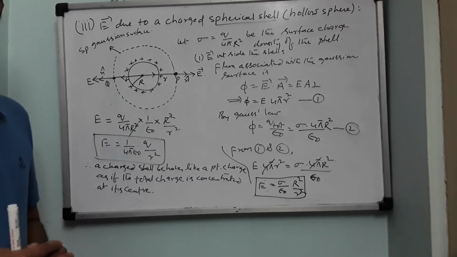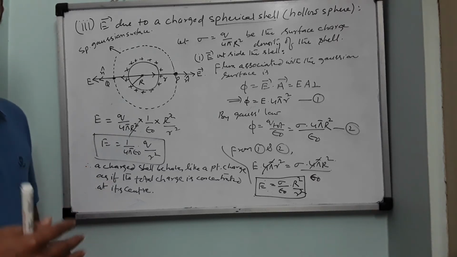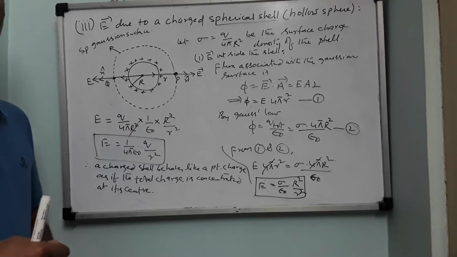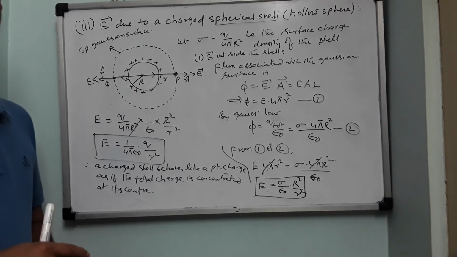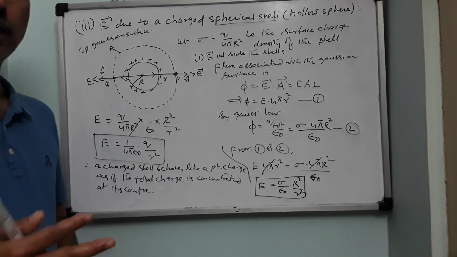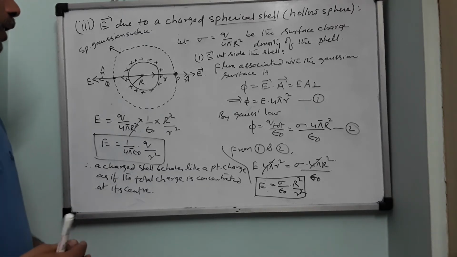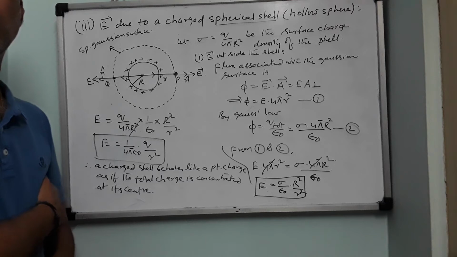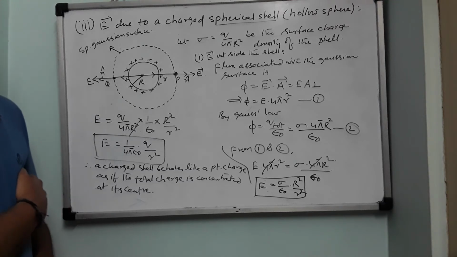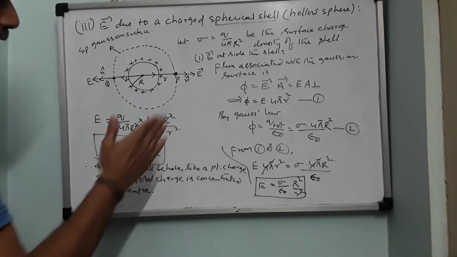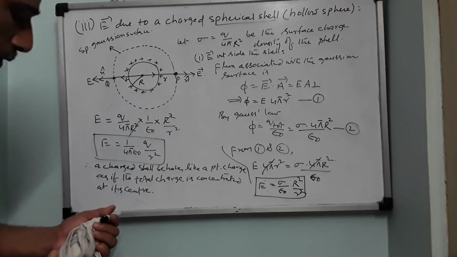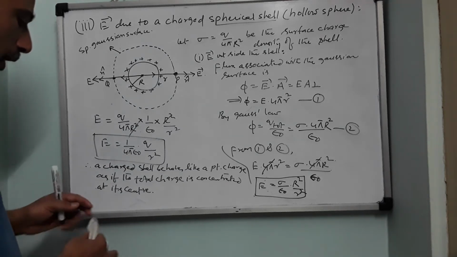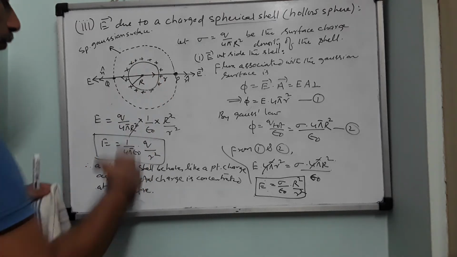Then you will give the statement: flux through any closed surface is 1 by epsilon naught times the charge enclosed. Without any proof, you are stating this. Then the question continues: prove that the uniformly charged spherical shell behaves like a point charge. Then take up this derivation and prove this.